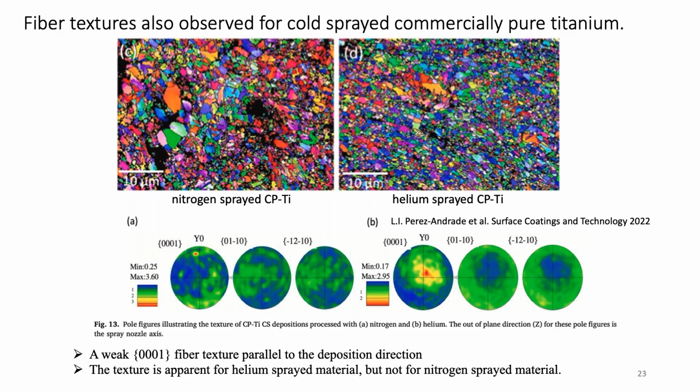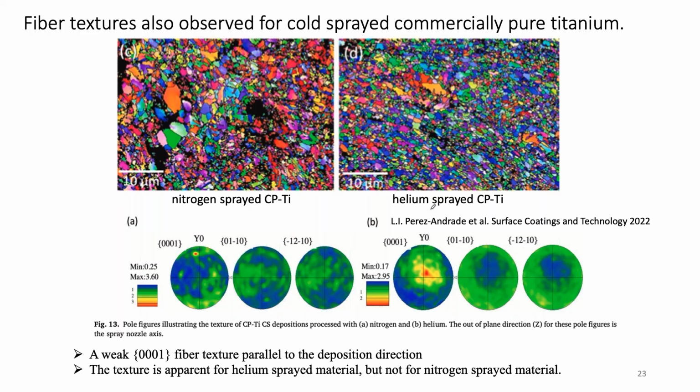These are inverse pole figure maps, I think actually just along the cold spray direction. And then you can see the corresponding pole figures where the Z direction is showing the spray nozzle axis. So for nitrogen sprayed CP Ti, we really didn't see any kind of measurable texture, but we did see a weak basal type texture for the CP Ti sprayed with helium. And so that's an interesting development.